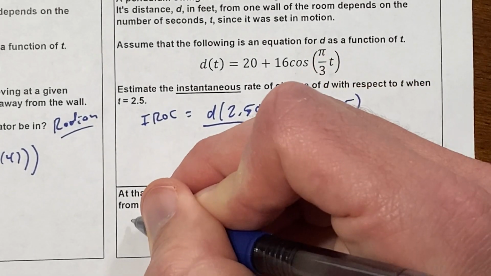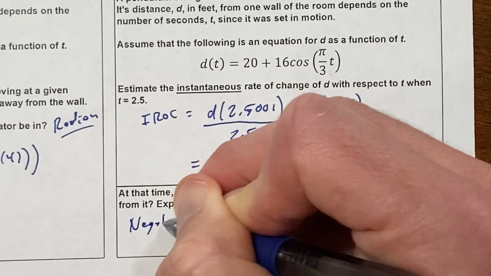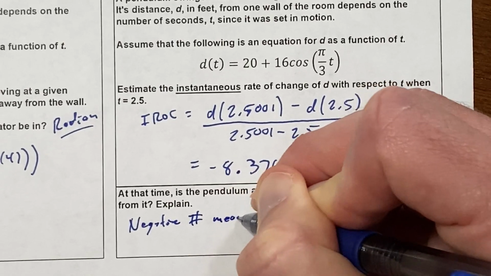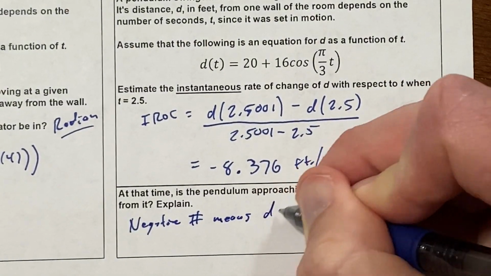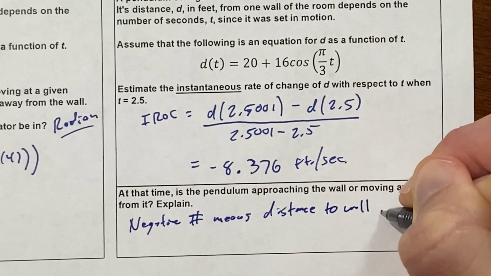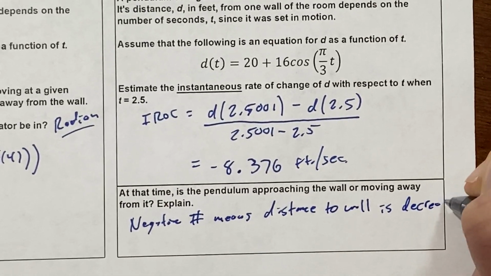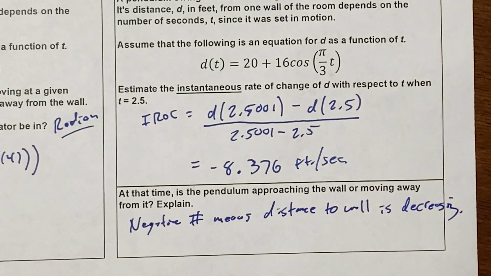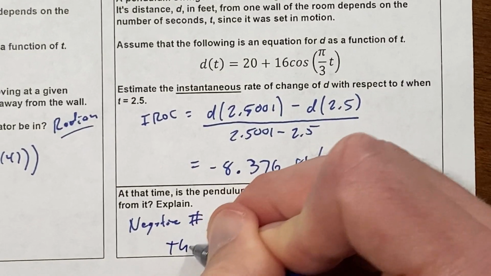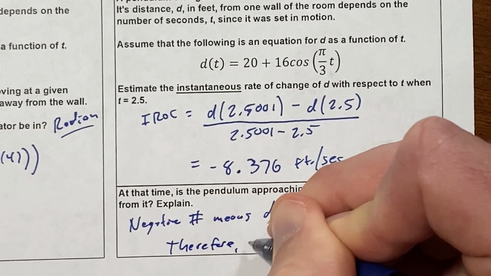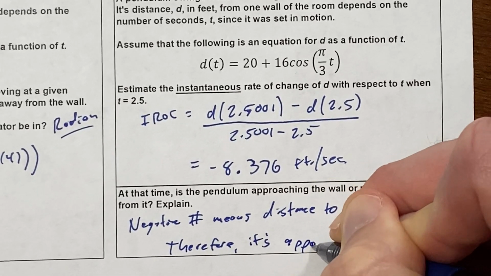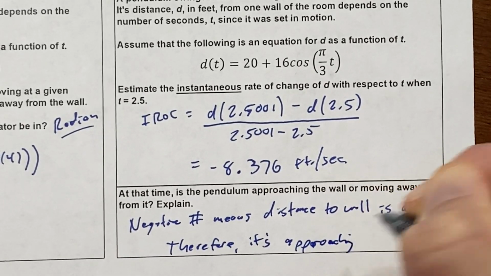So let's just write something like that. The negative number means distance to wall is decreasing. Okay, so we can write, therefore, it's approaching the wall.